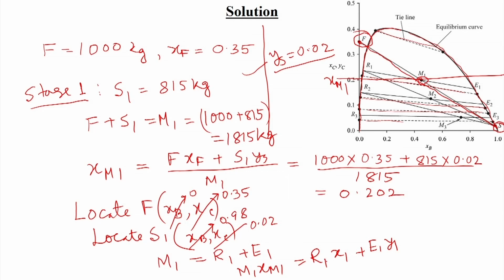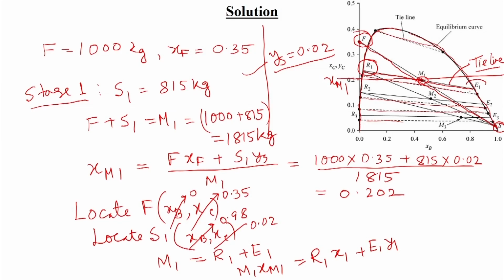So, we now have this one. Total mixture, we know, is 1815. Now, you see from this equilibrium curve, whenever this M1 will be converting into R1 and U1, it will be following this tie line. This is the tie line, because we assumed that all the stages attain equilibrium. So, according to the equilibrium, it is converting into R1 and E1.